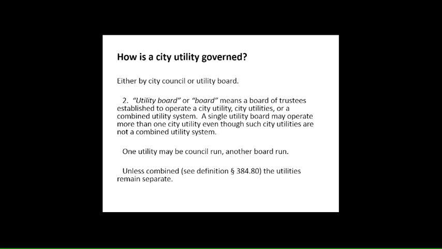Two ways a utility can be governed, and this distinction has some importance down the line. It can either be run by the City Council, and the City Council would then basically run the utility as a department of the city, and would appoint the manager and handle it like the engineering department, the parks department, any other department. The second way is that it can be run by a utilities board. Now, a utilities board has to be established by the election of the people.